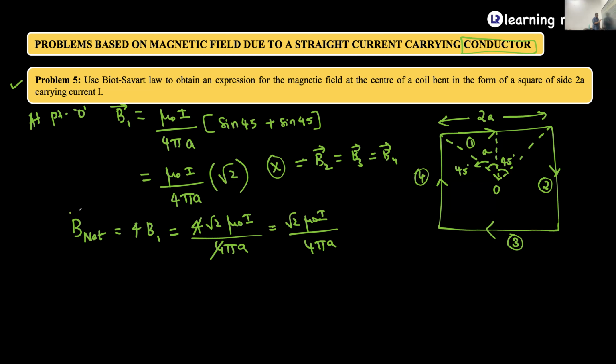And in this scenario, if I write it as a vector, sorry, correction. It will be root 2 mu naught I divided by pi A. If I write this in the vector form, according to this problem, it will be into the plane.